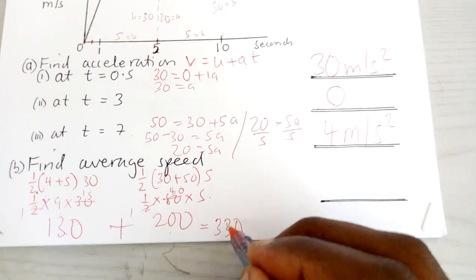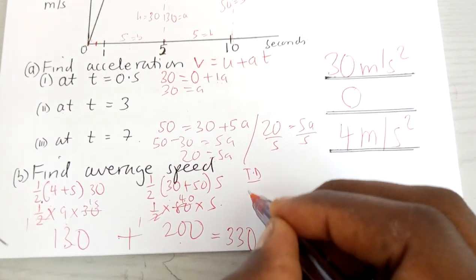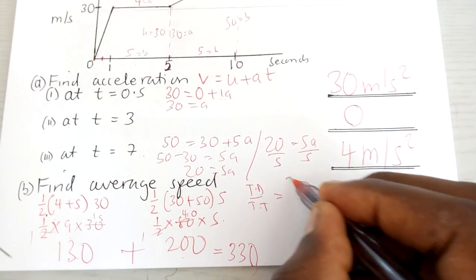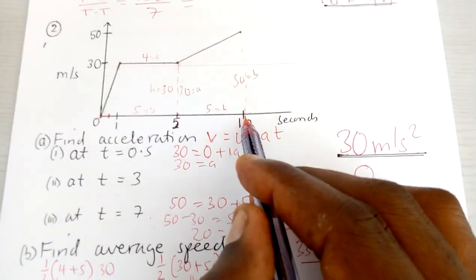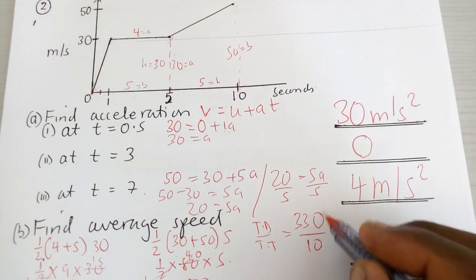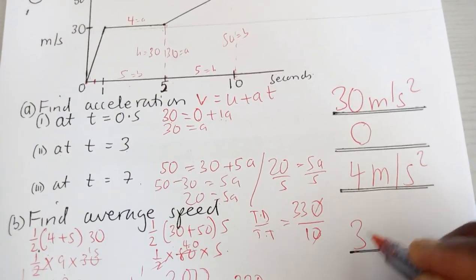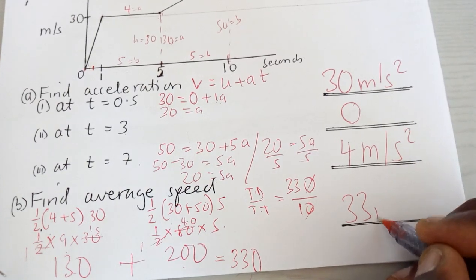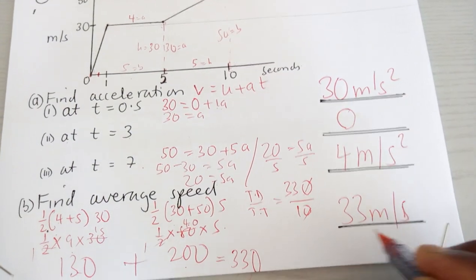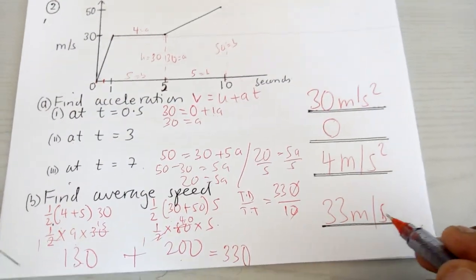Having got my total distance, now I have to use total distance divided by total time. My total distance is 330. My total time will be 0 to 10, giving me 10. So 0 will cancel, and my average speed will now be 33 meters per second.